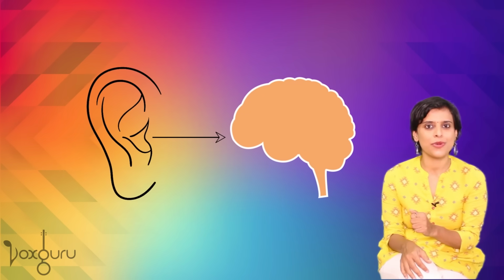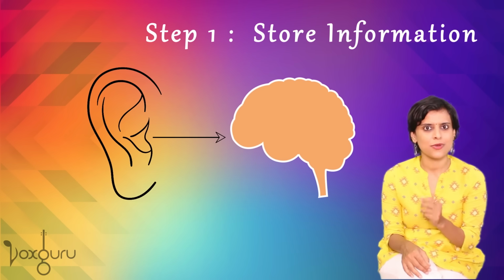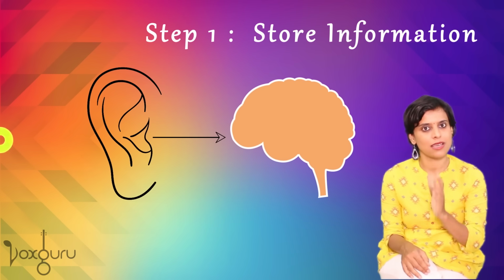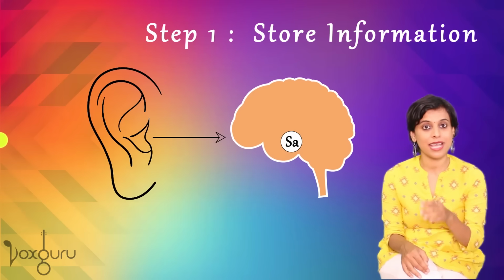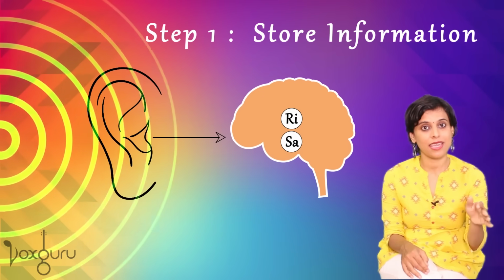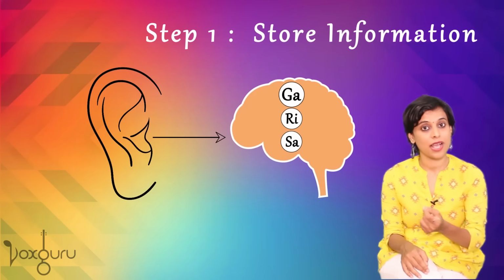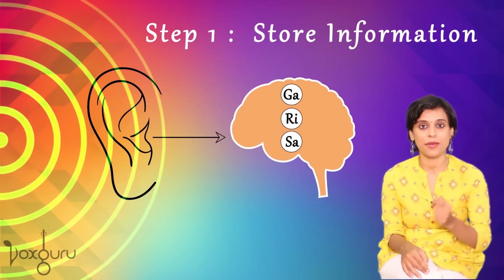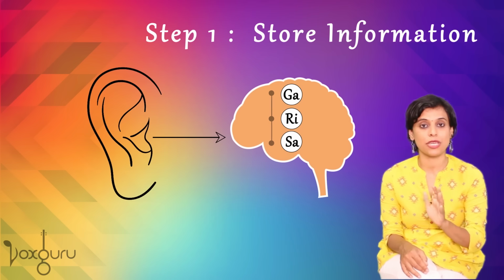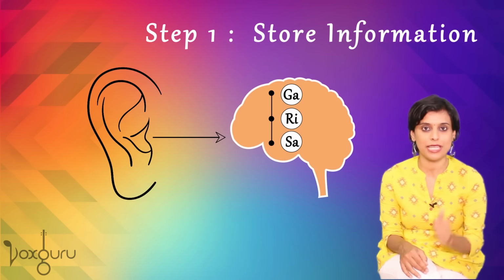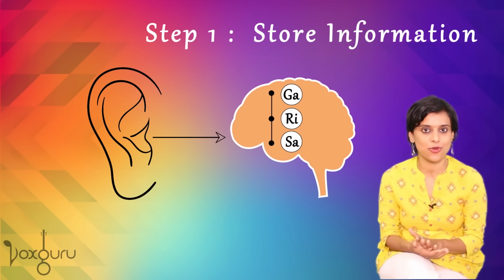So first your teacher would teach you the basic swaras. She would say that this is what sa sounds like. Sa. This is what re sounds like. Re. Ga. Ga. And so on. So first she would give you that information of the positions of each swara and your brain would store that.